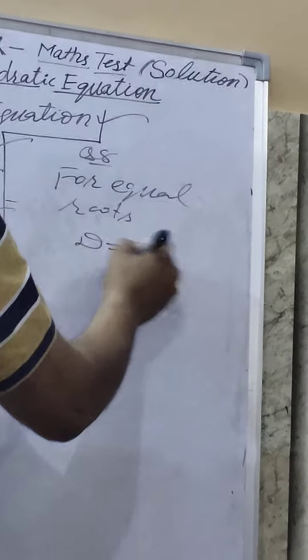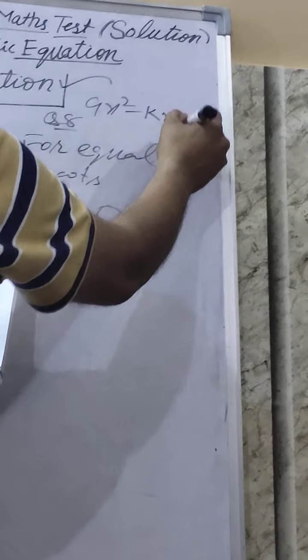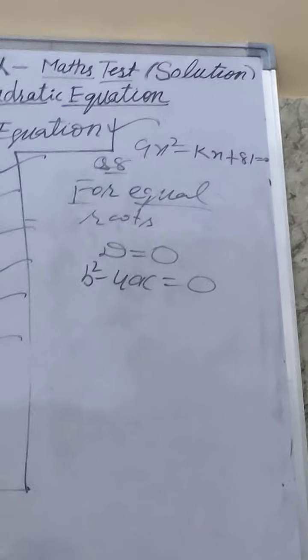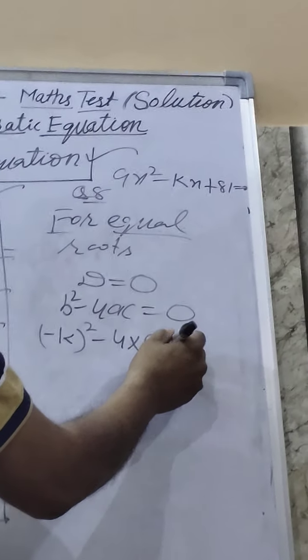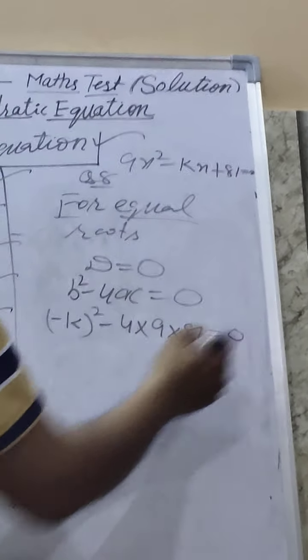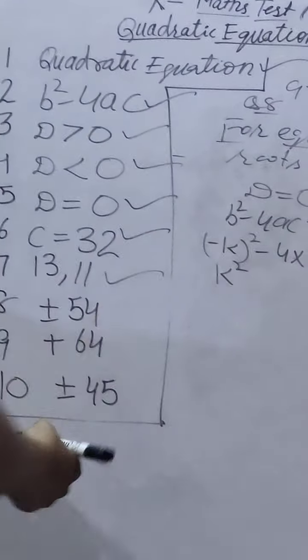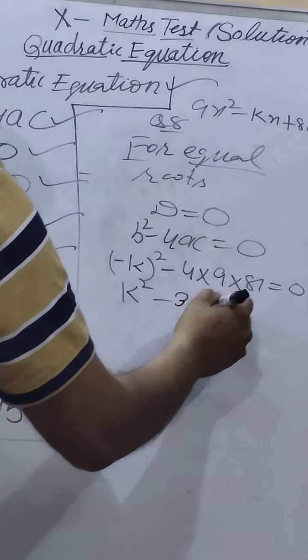What is the condition? D equal to 0. The equation was given: 9x square minus kx plus 81 equal to 0. So for equal roots, D equal to 0. It means b square minus 4ac equal to 0. So minus k square, minus 4a into c. Here it is plus k square because minus square is always positive. Now it is 4 9s are 36 into 81.